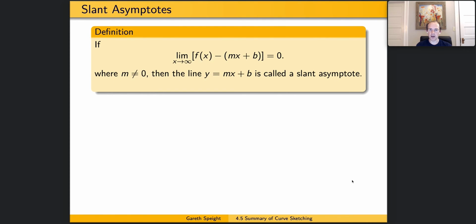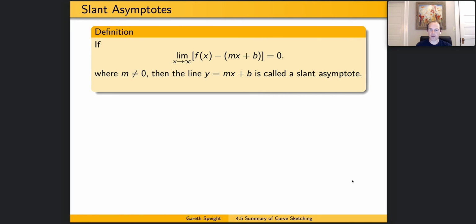Okay, and the last thing to talk about are slant asymptotes. So we had horizontal asymptotes, we had vertical asymptotes. What are slant asymptotes? Horizontal asymptotes are where it approaches a horizontal line. Vertical asymptotes are where the graph approaches a vertical line. Slant asymptotes are just where the graph approaches a diagonal line. Okay. So how do we detect that?